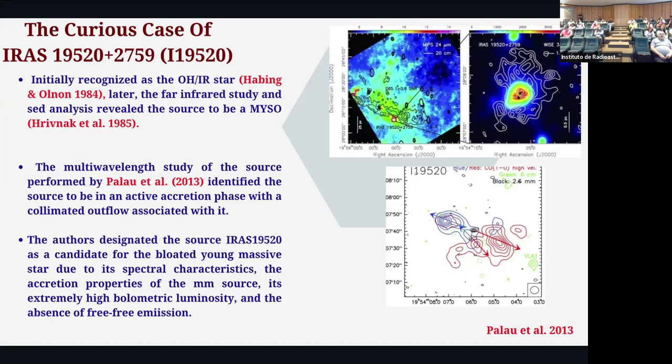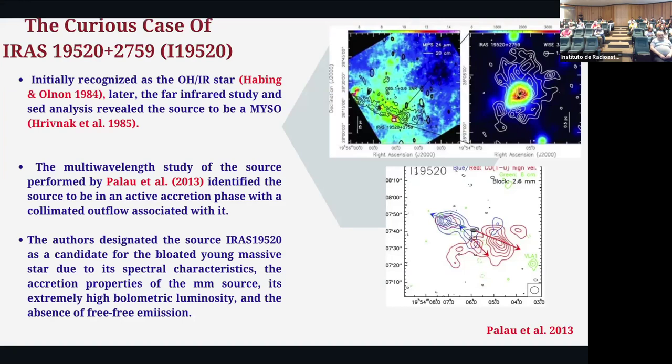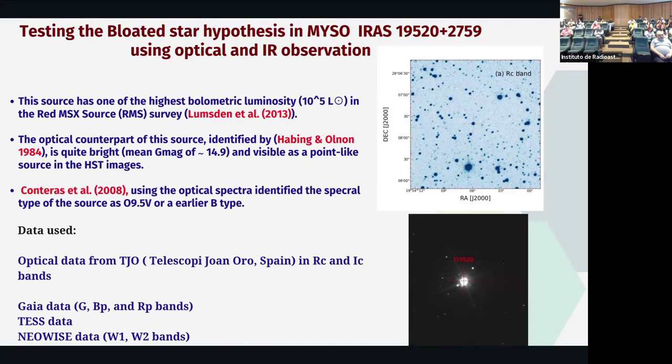Here are the properties of the optical counterpart. As I have mentioned, this source has a luminosity of 10 to the power 5 solar luminosity, one of the brightest sources in the Lumsden et al. 2013 RMS catalog. The optical counterpart is a bit bright, with a G magnitude of 14.9, and is visible as a point-like source in the HST images. Here is the HST image of the target. The spectral type is O9.5 or earlier B type, as I told.